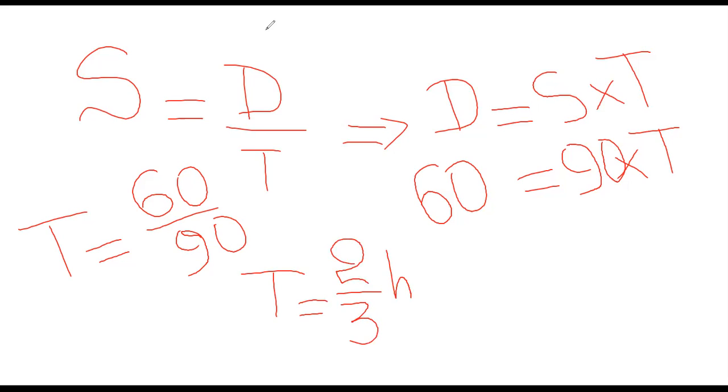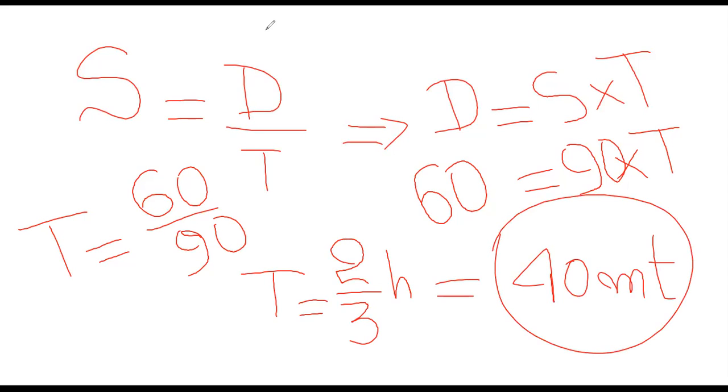So 2 by 3 hours, how many minutes? It's two-third of 60, which is 40. 20 plus 20 plus... I accidentally thought of 100 for some reason. Okay, 40 minutes is the answer. Yeah, that would have been my answer if I didn't mess it up.